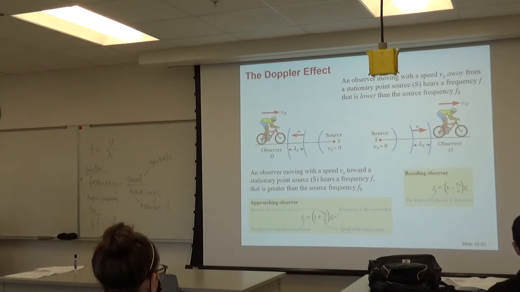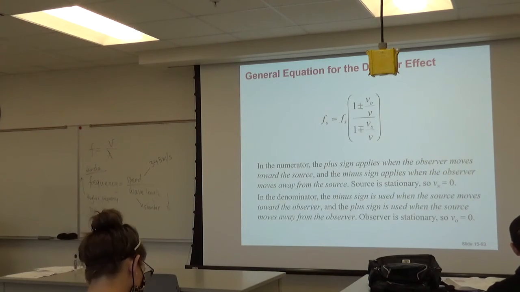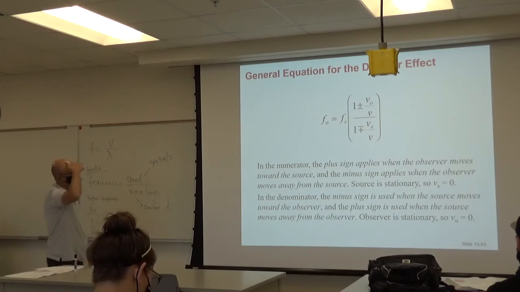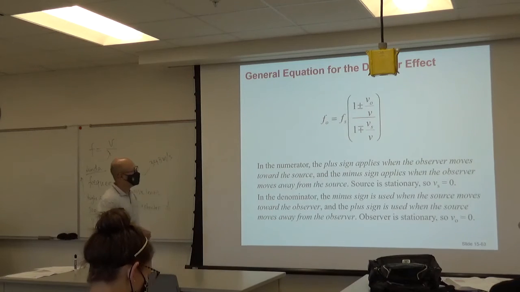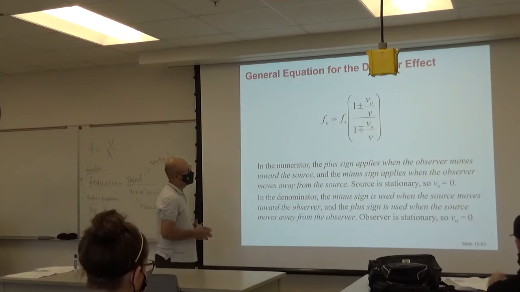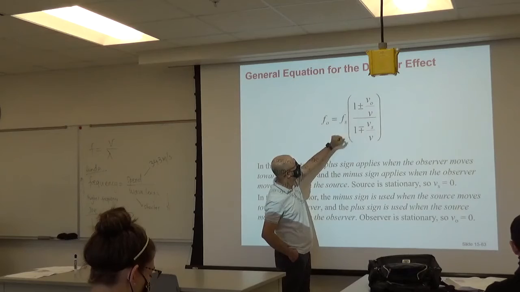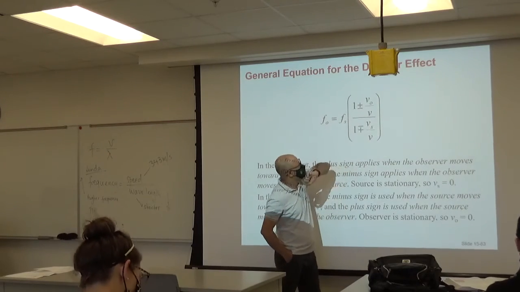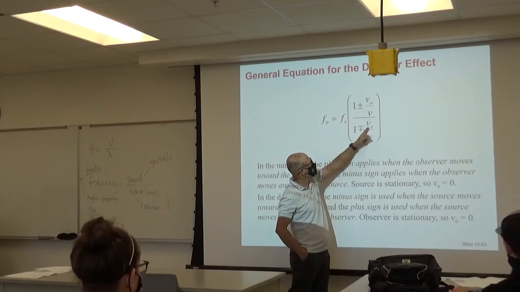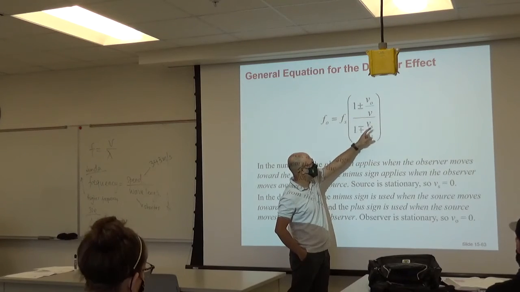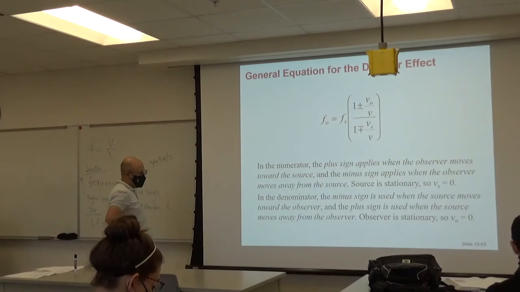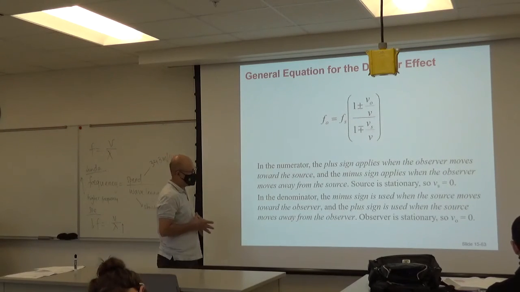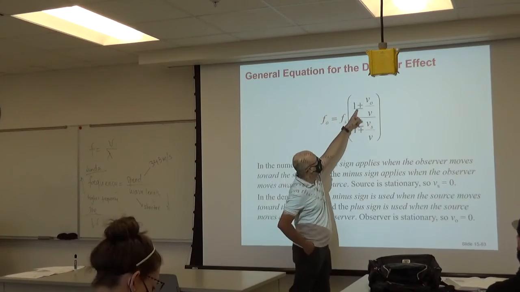Now we can combine all these four formulas into one, into this formula. So this is the frequency perceived by the observer. This is the actual frequency. This is the speed of the observer, speed of sound, speed of the source, and this is again the speed of the sound. Now, depending on the motion, you can choose positive and negative sign.